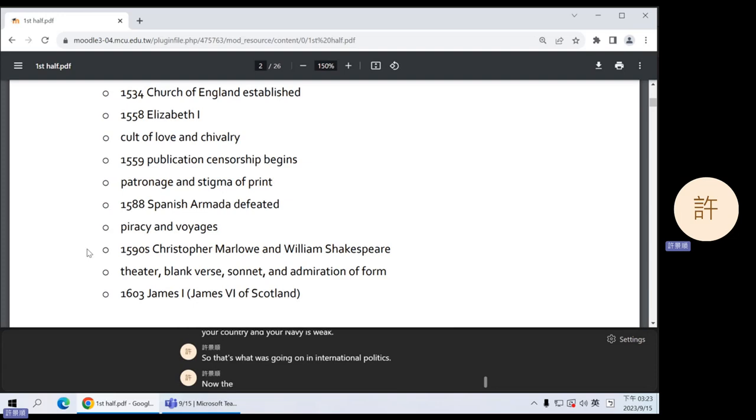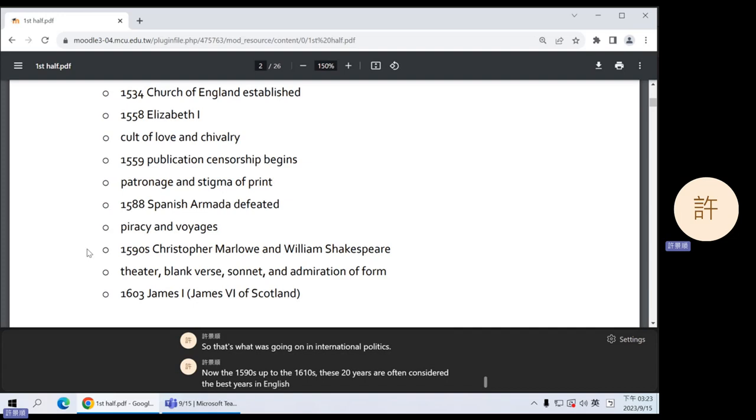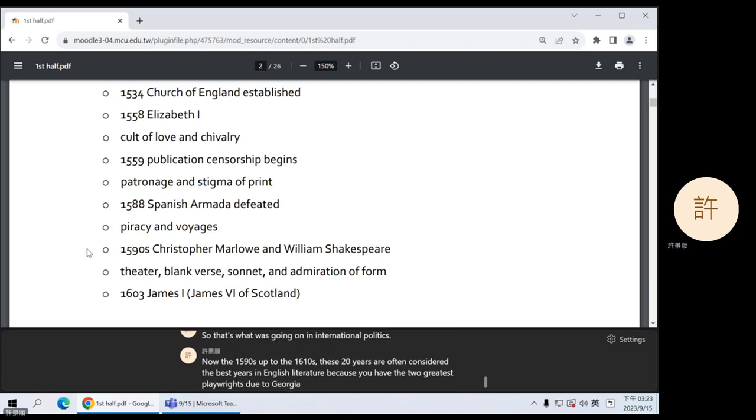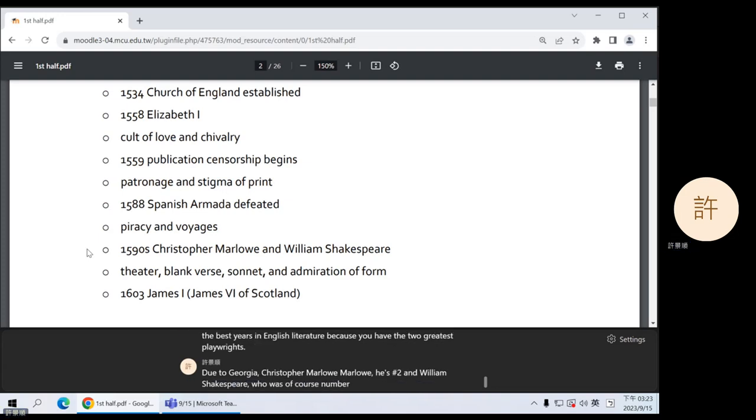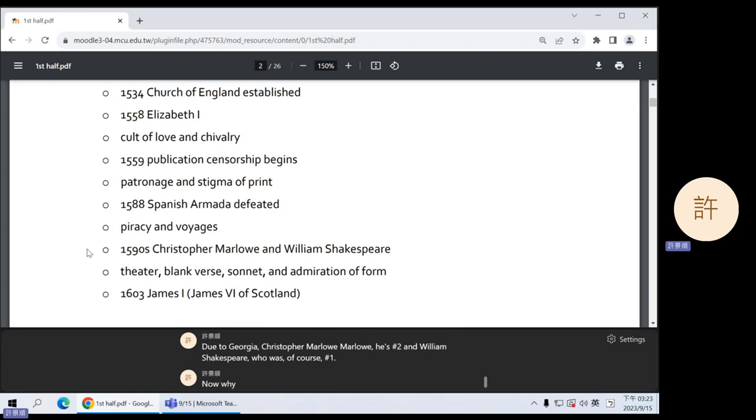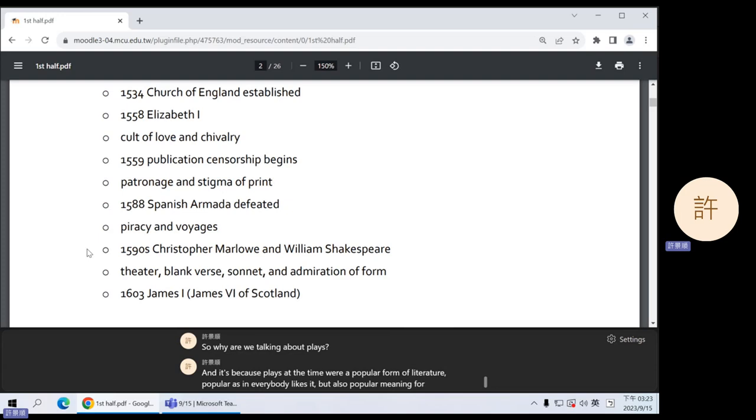Now, the 1590s up to the 1610s, these 20 years are often considered the best years in English literature because you have the two greatest playwrights, 剧作家, Christopher Marlowe, 马洛, he's number two, and William Shakespeare, who is, of course, number one. Now, why plays, right? The most important literature at the time was poetry. So why are we talking about plays? And it's because plays at the time were a popular form of literature. Popular as in everybody likes it, but also popular meaning for the population.